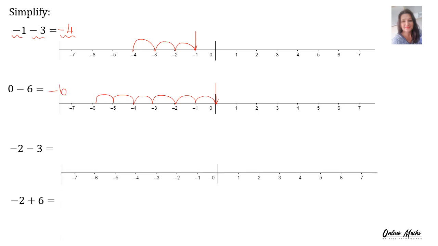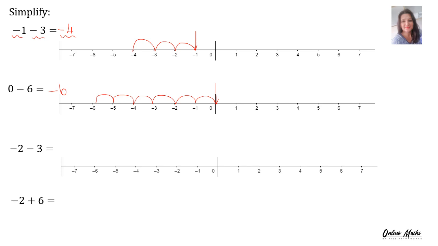The next one, minus 2 minus 3. So you start at minus 2, minus 3 means go to the left 3 units, 1, 2, 3. So the answer negative 5. Or you owe me 2, you owe me 3, therefore you owe me 5, negative 5.